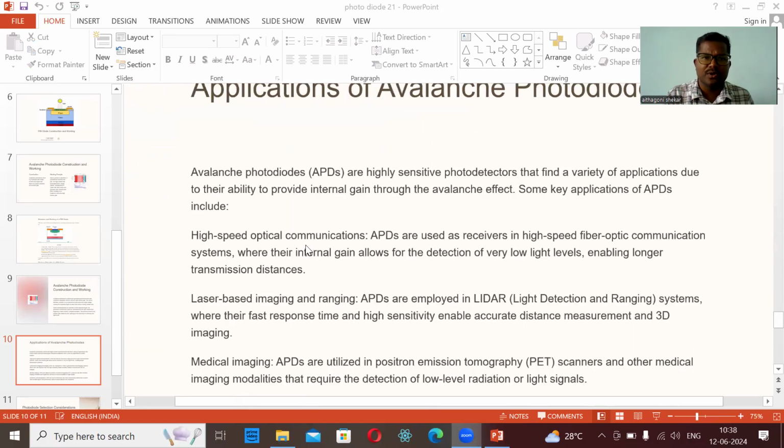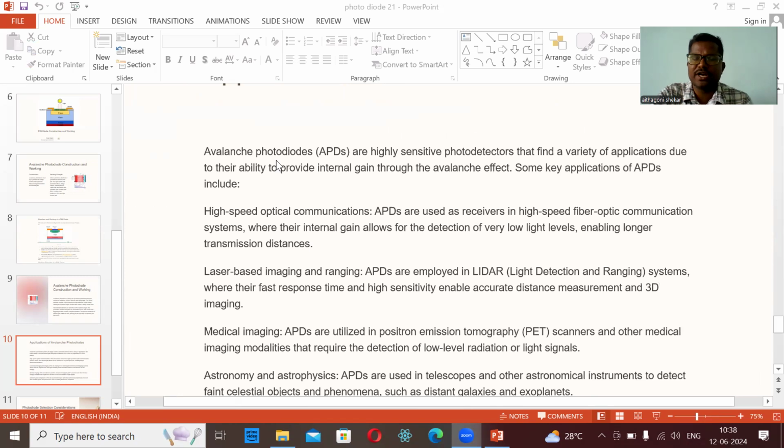Applications of the avalanche photodiode. Avalanche photodiodes are highly sensitive photodetectors, as we already discussed, and find many applications due to their ability to provide internal gain through the avalanche effect. Some key applications of the avalanche photodiode follow.